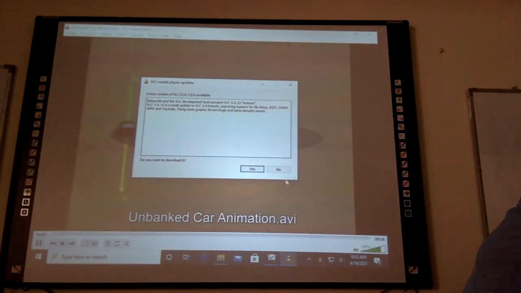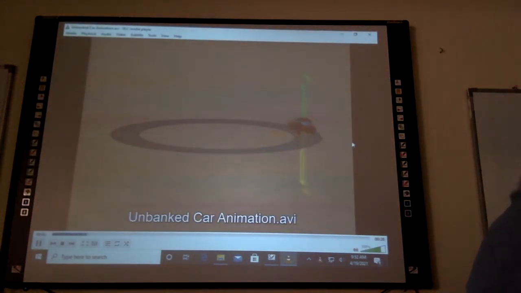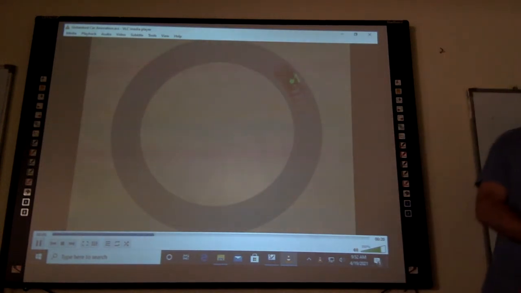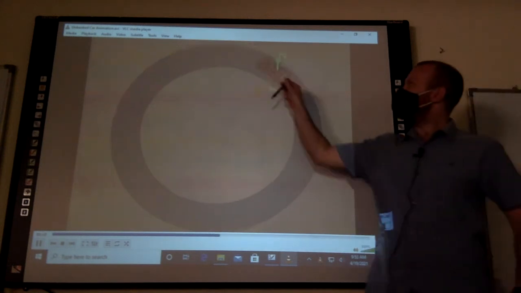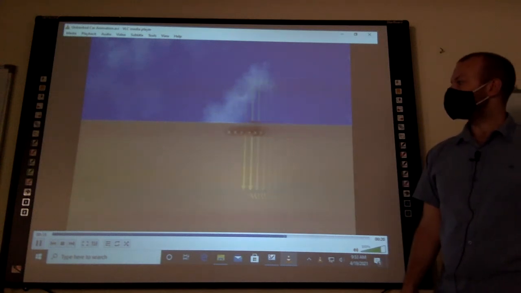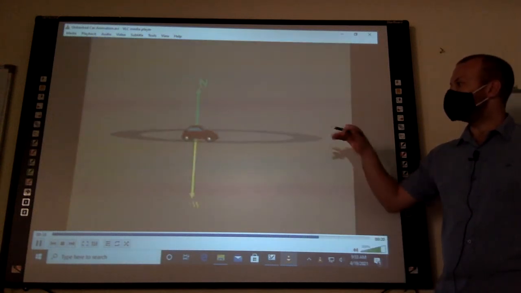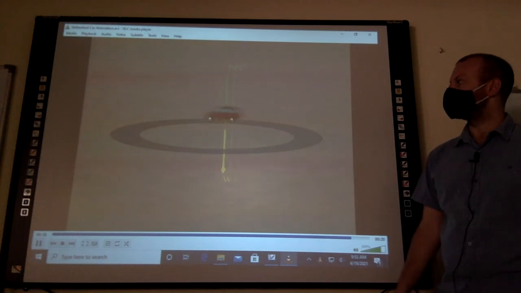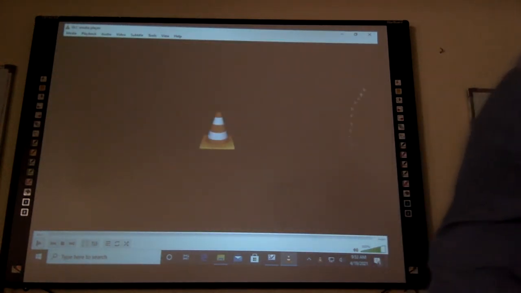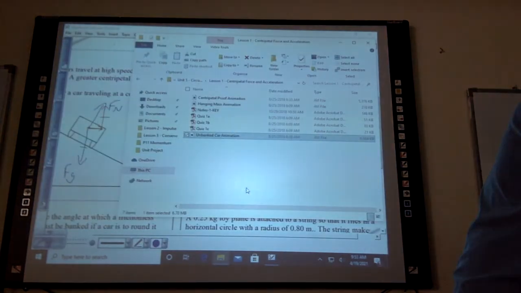So this is a little animation showing a car that's going around an unbanked curve. So there's no banking going on. Just at the different angles, this is what it looks like. Notice here, the friction is always going towards the center of the circle. And you've got your normal force and you've got the weight down here. So that is unbanked. Now you can imagine with a banked curve how that changes.